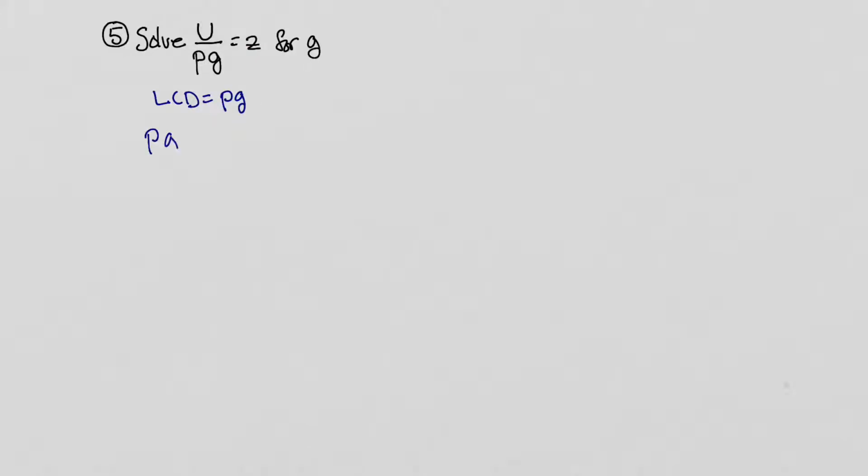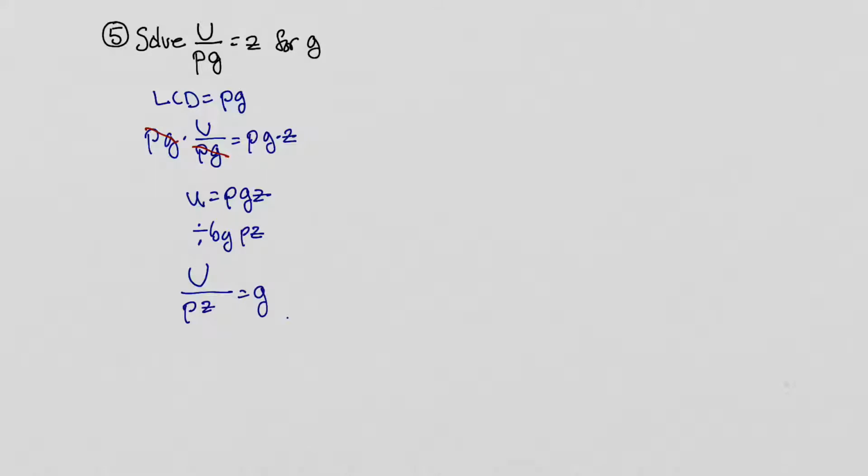We will get PG times U over PG equals PG times Z. On the left side, the PGs will cancel, and we are left with U equals PGZ. And we want to solve this for G, so we need to eliminate the P and the Z. Now notice, G is being multiplied by PZ. So why don't we eliminate that PZ by dividing by PZ. That'll give us U over PZ equals G. And we've got it. I'll just rewrite it. So G equals U over PZ.